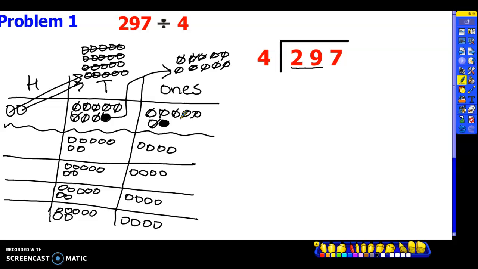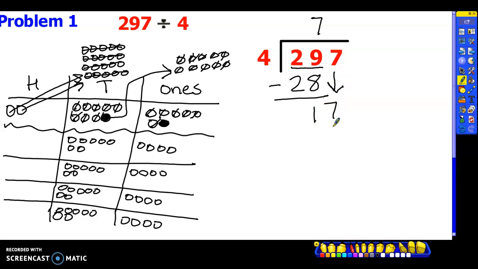Okay, so if we translate that to what it looks like in an algorithm, we've got 4 goes into 29. Well, 4 goes into 29 7 times. Okay, so 7. Notice where I put the 7 this time. It's not above the hundreds, it's in the tens. Okay, so 29, we've got to record in our quotient that 7 above the tens. 4 times 7 only gets us 28. So I was left with a 10 left over. Okay, then I renamed it.